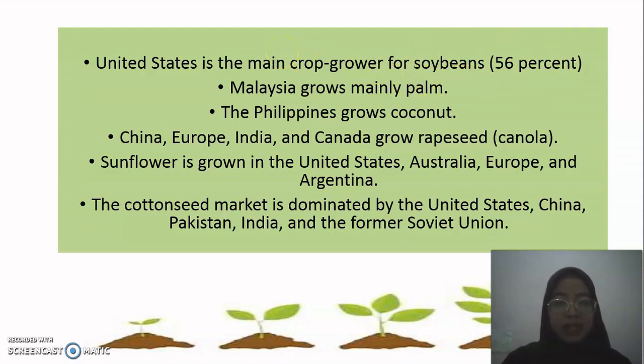For Malaysia, we grow mainly palm. The Philippines grows coconut. China, Europe, India, and Canada grow rapeseed for canola oil production. And sunflower is grown in the United States, Australia, Europe, and Argentina. And the cottonseed market is dominated by the United States, China, Pakistan, India, and the former Soviet Union.